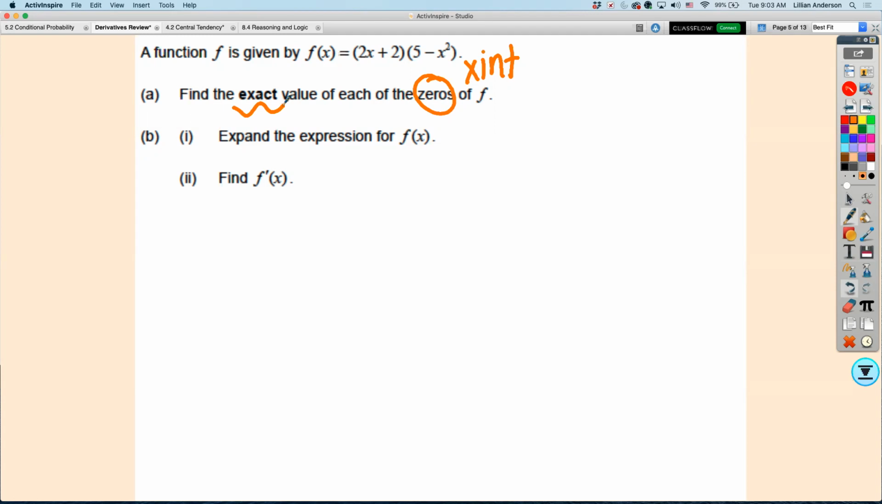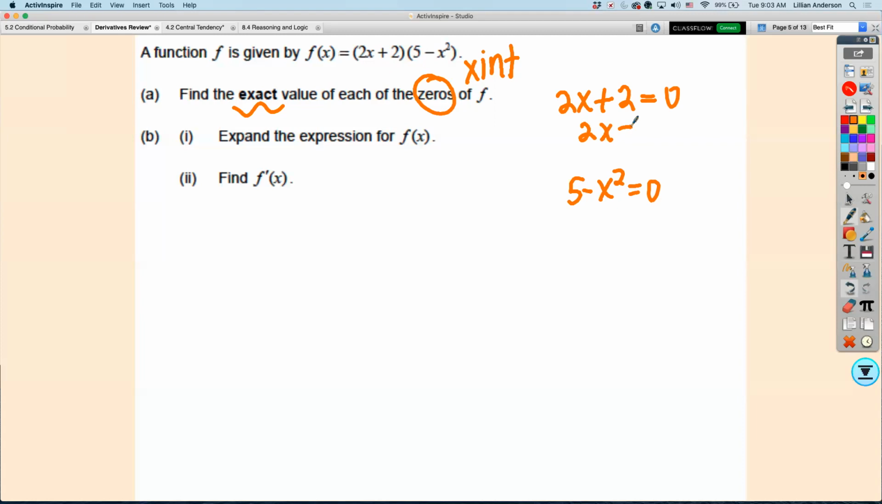So in order to find your exact value, you were going to have to take each of your factors and set them equal to 0 and solve algebraically to find the exact value. If you plugged it into your calculator and did it that way, you might have ended up with a decimal and that would not have been correct.